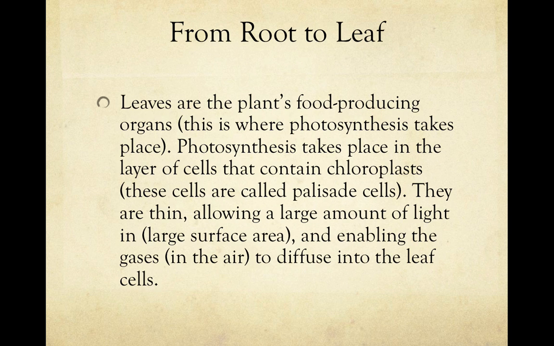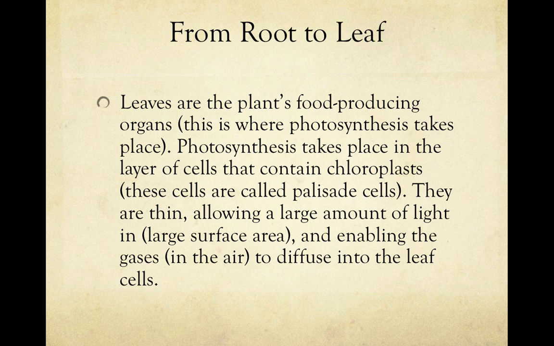So these leaves of the plants are food producing organs. They're built by tissues, and the tissues were constructed by cells. These organs, these leaves, are where photosynthesis takes place. Now, photosynthesis takes place in the layer of cells that contain chloroplasts. And remember, we were talking about the similarities and differences of animal and plant cells. Animal cells do not have chloroplasts, whereas plant cells do. So these chloroplasts are how plants make their food.